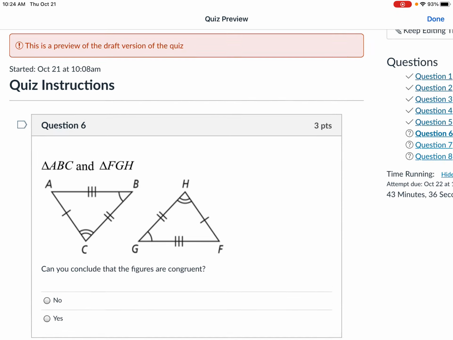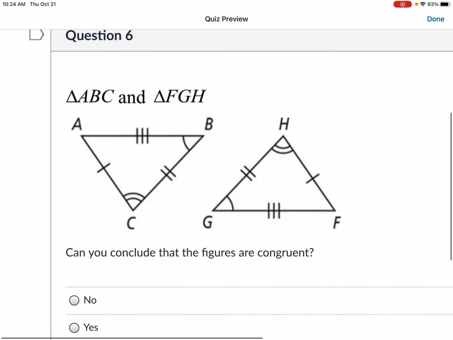Very similar question on number 6. When we look at these triangles on number 6, I see that AC and HF both have 1 hash mark, so they're congruent. AB and GF both have 3 hash marks, they're congruent. CB and HG both have 2 hash marks, they're congruent. So we got all 3 sides. Angle B and angle G both have 1 ring. Angle H and angle C both have 2 rings. That means those are congruent.